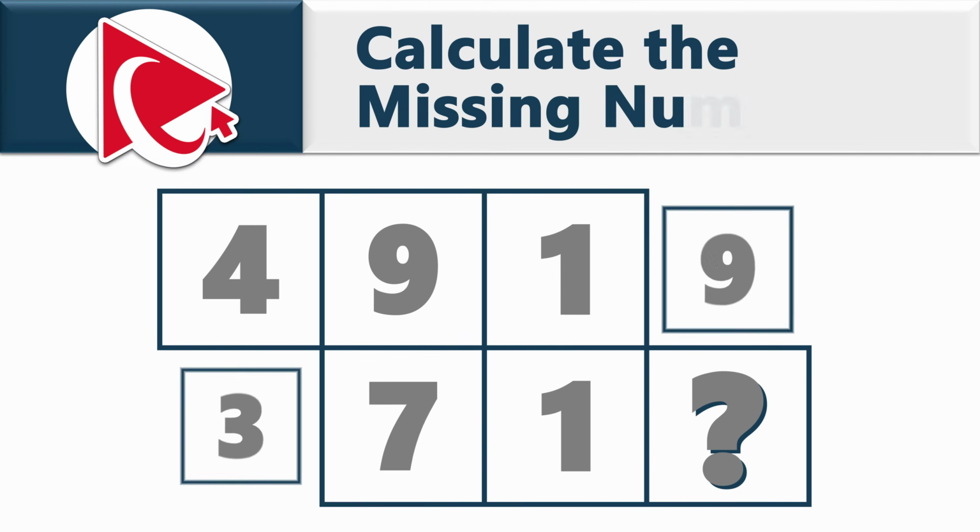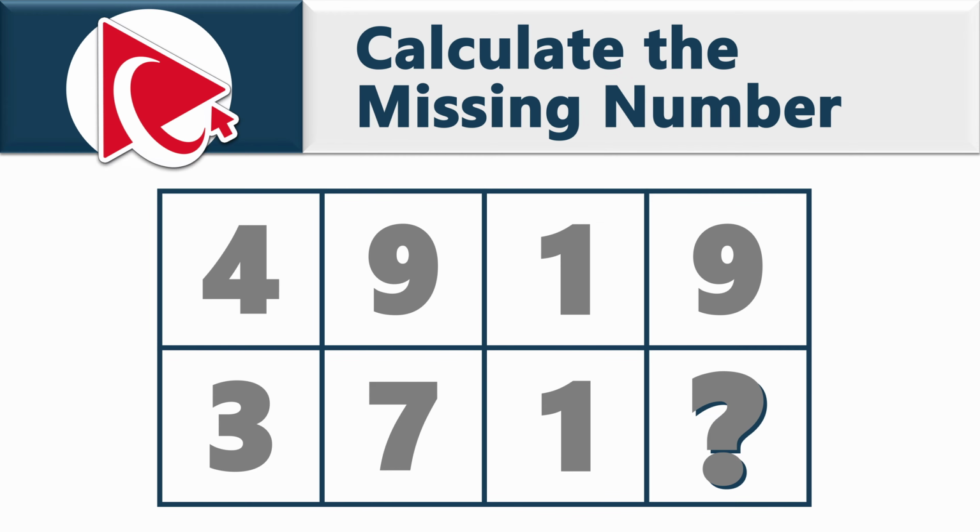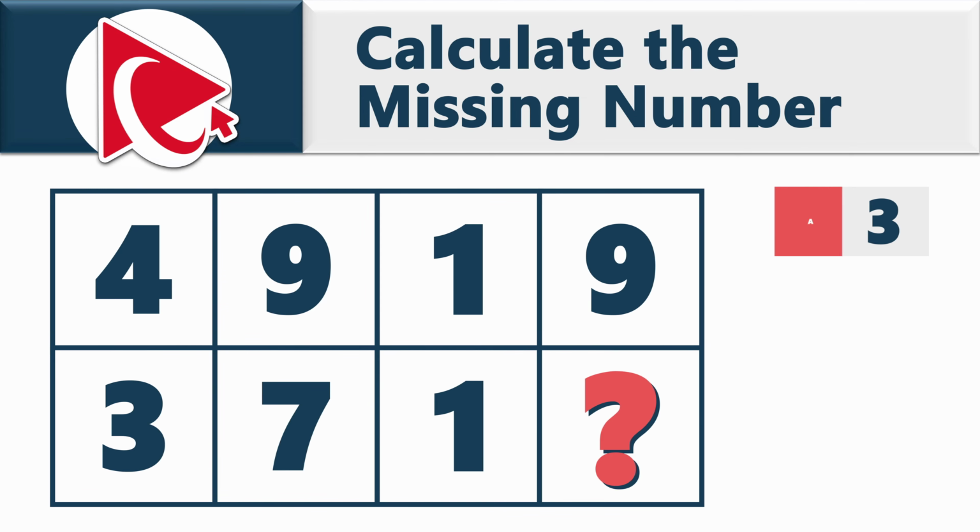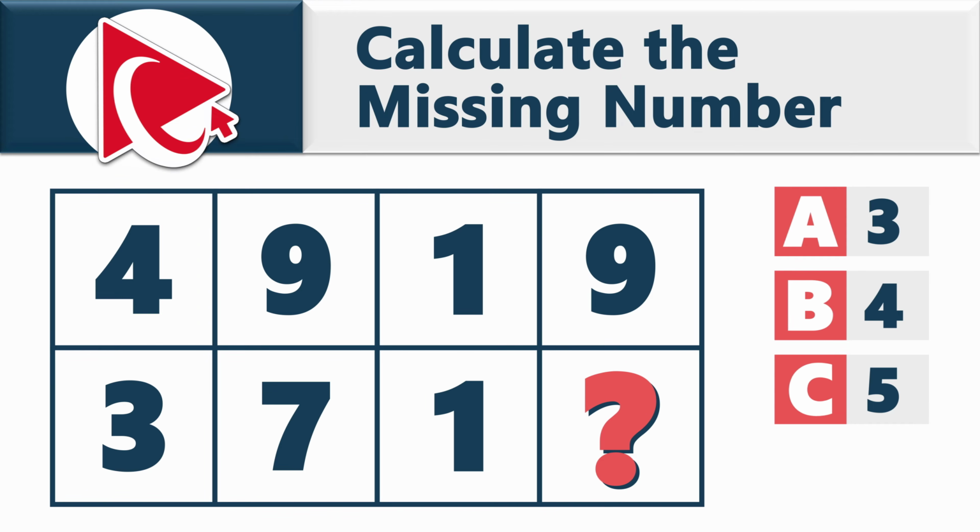You're presented with 2x4 matrix. The matrix has 7 numbers inside, and the 8th number is missing. The numbers are 4, 3, 9, 7, 1, 1, 9, and then comes the missing number, which you need to calculate and select out of 4 possible choices. Choice A, 3, choice B, 4, choice C, 5, and last but not least, choice D, 6.